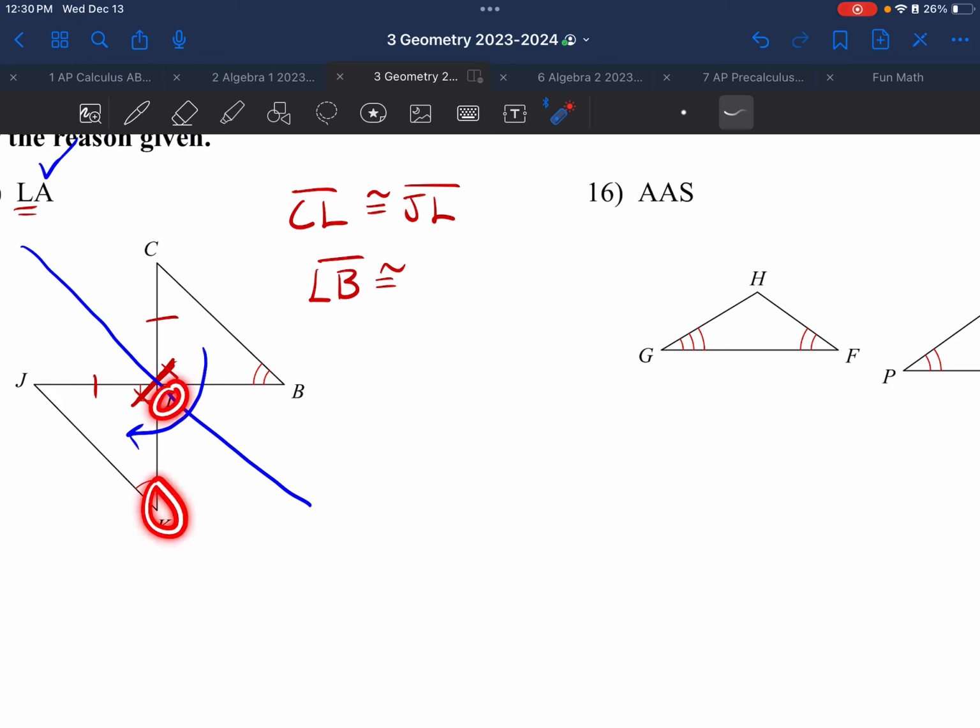I could say LK in this case. LK, and that needs to be a line segment, so I put a line segment above it. Either one of these would be full points. You do not need both.